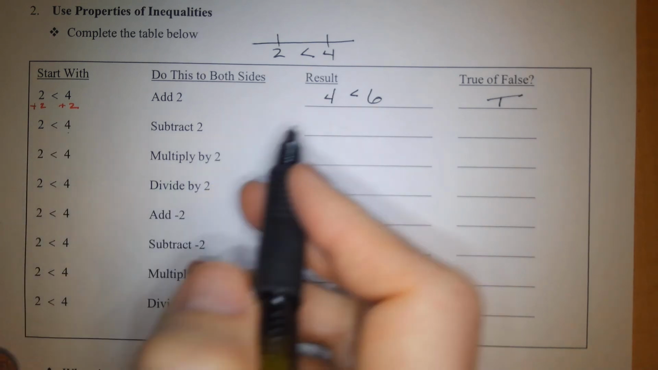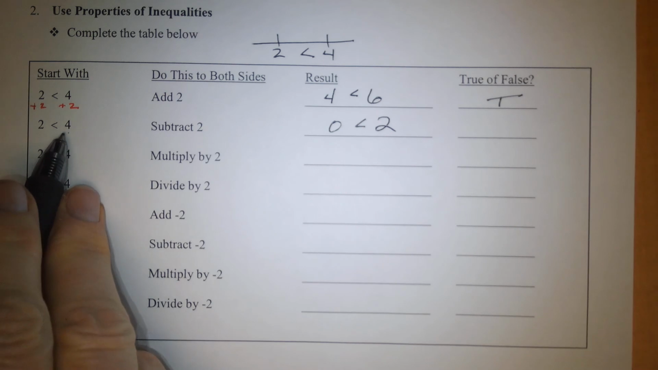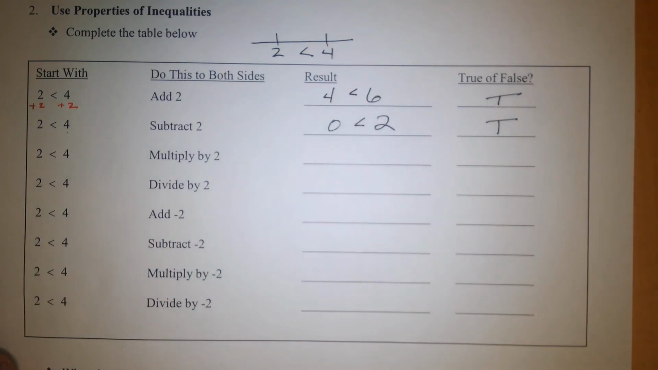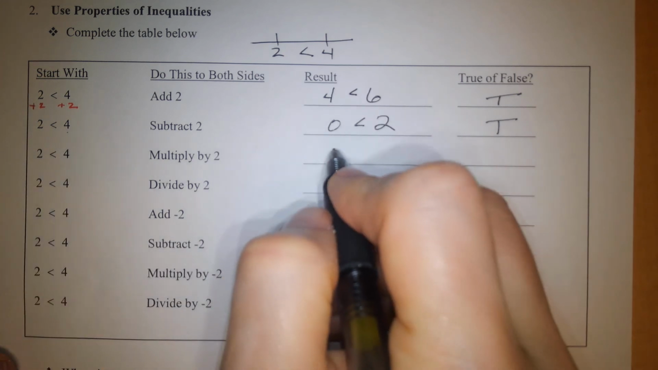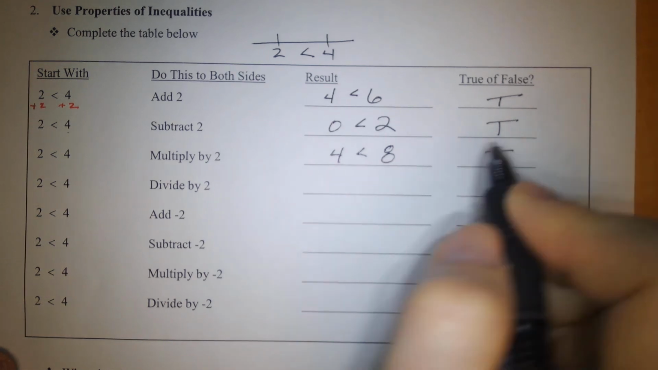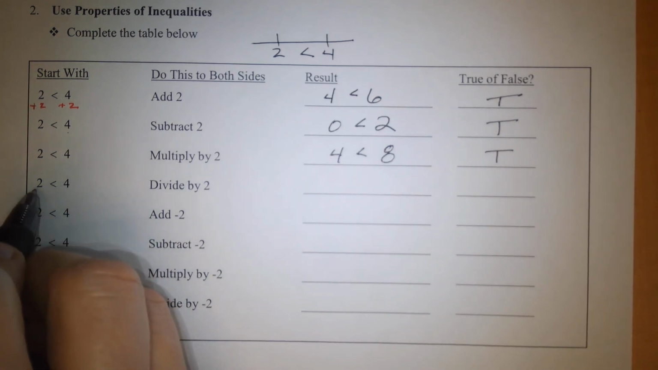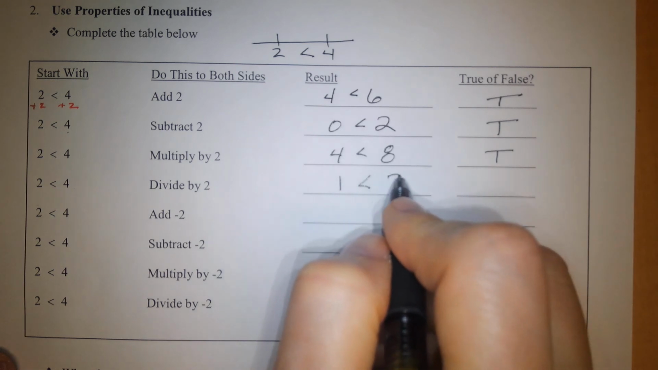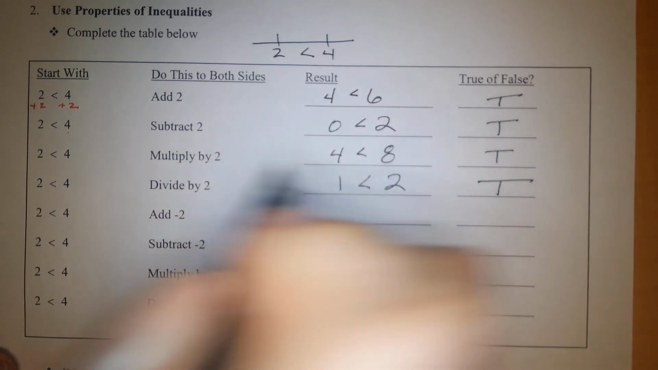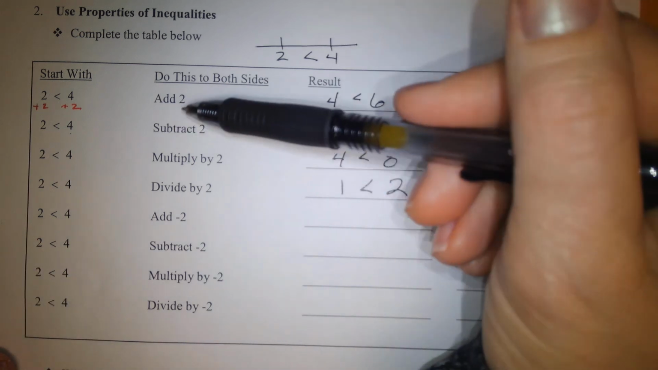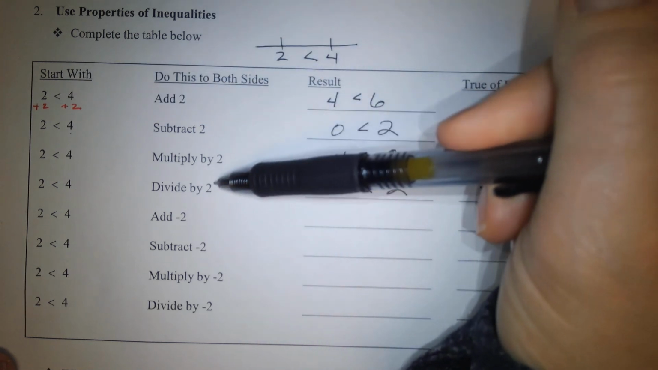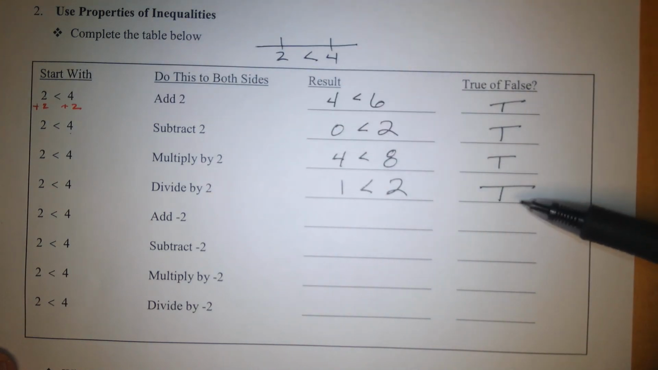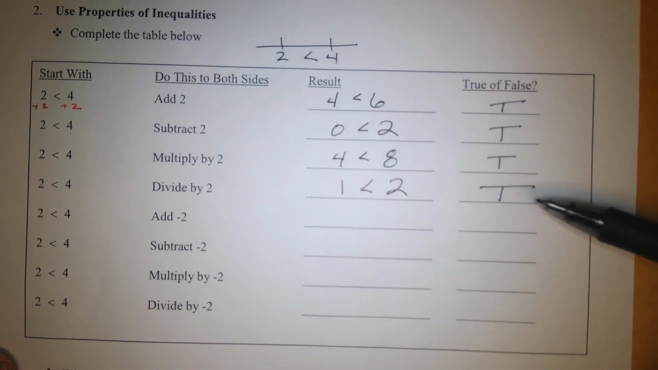If I subtract 2 to both sides, I get 0 is less than 2. That is also a true statement. Multiply by 2 to both sides of the inequality gives me 4 is less than 8. That is a true statement. If I divide both sides by 2, I get 1 is less than 2. That is also a true statement. So far, I can add, subtract, multiply, and divide both sides of this inequality by any of these positive numbers, and I'll always end up with a true statement. So the things we've learned in algebra so far are still working with inequalities.